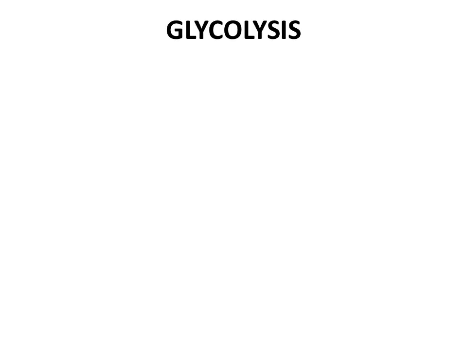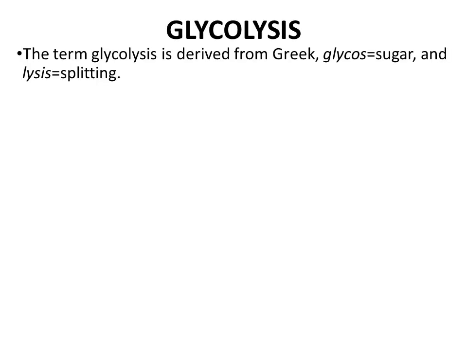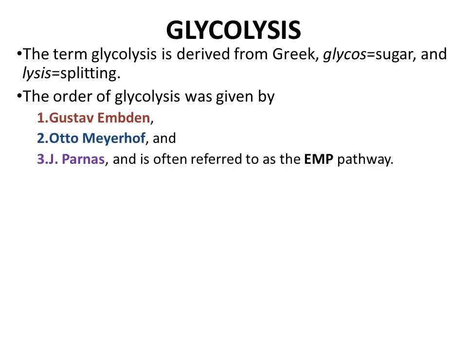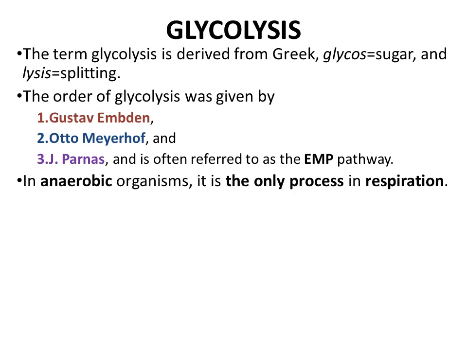The term glycolysis is derived from Greek words glykos meaning sugar and lysis meaning splitting, meaning splitting of sugar, mainly glucose. The order of events under glycolysis was given by three scientists, Gustav Embden, Otto Meyerhof and J. Parnas, and therefore it is often referred to as the EMP pathway also. In anaerobic organisms, glycolysis is the only process in respiration.